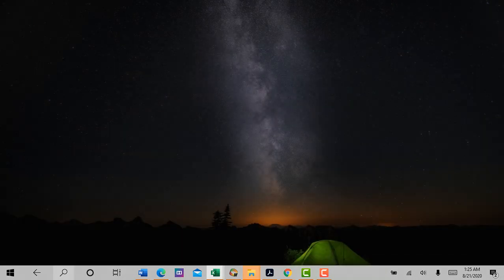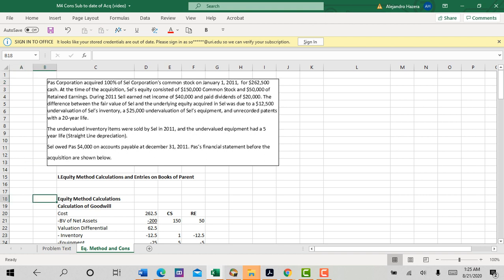We have this example here, and what we had done last time was I had shown you what the parent does on its own books. This is only on the parent's books to do the calculations and make the entries for the equity method. And this is all done by the parent. It's using the equity method to prepare its financial statements for consolidation. Because in a consolidation, you'll see when we get there in the next video, we reverse what was done in the equity method.